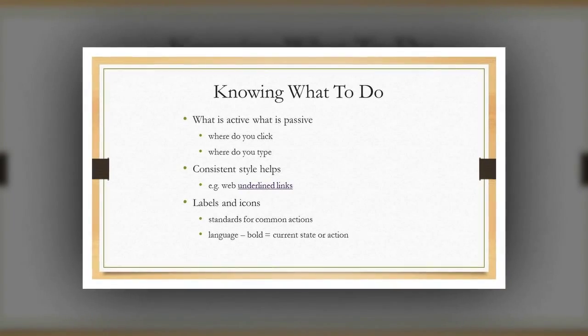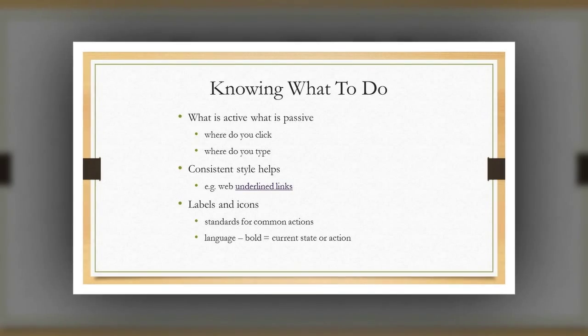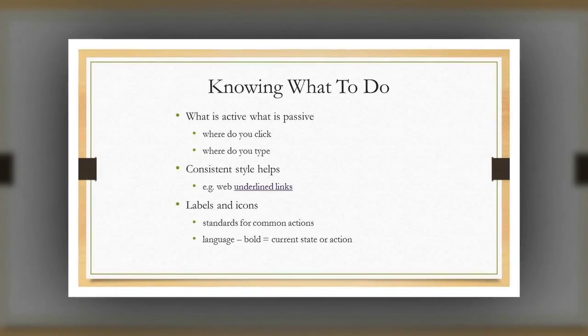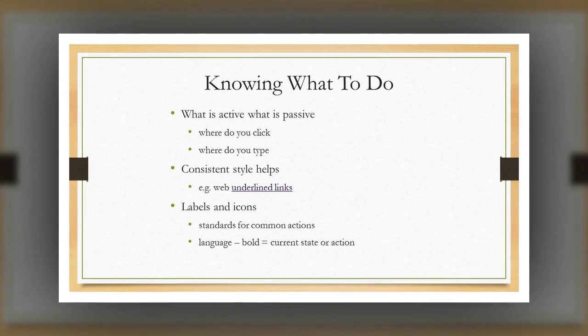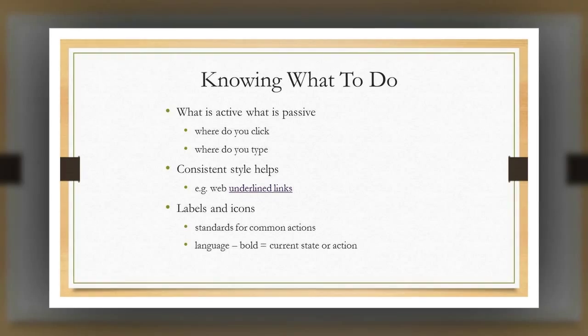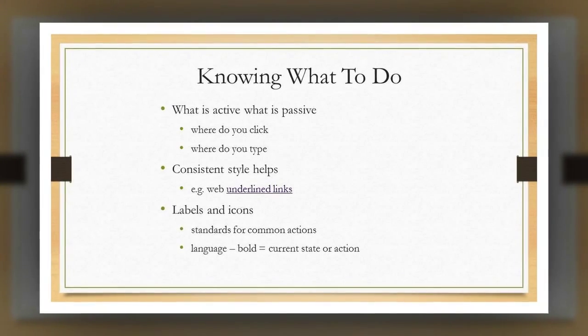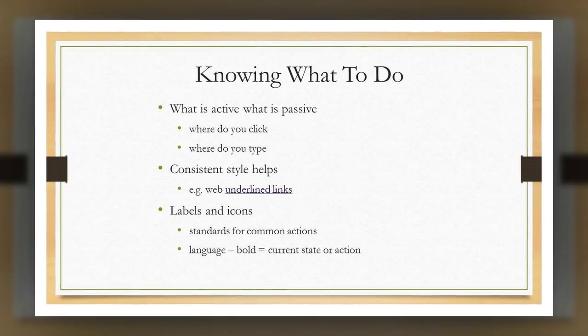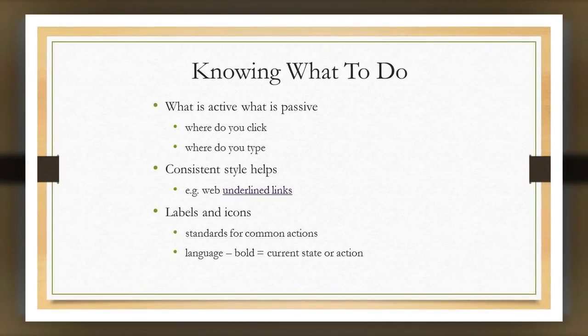What is active, what is passive? Where do you click? Where do you type? Consistent style helps. Web underlined links. Labels and icons. Standards for common actions. Language, bold. Current state or action.